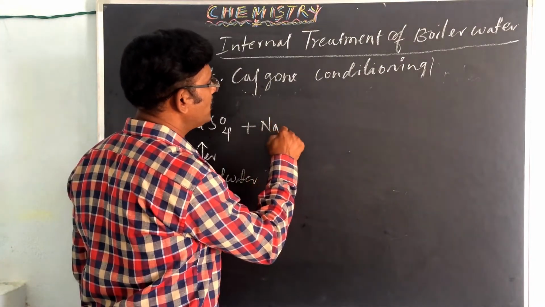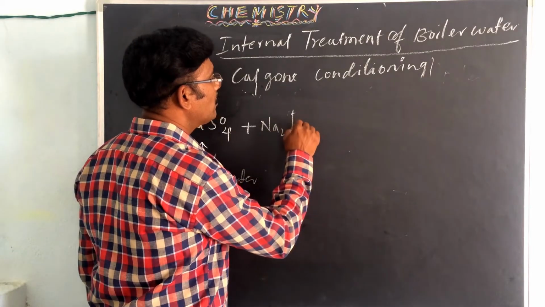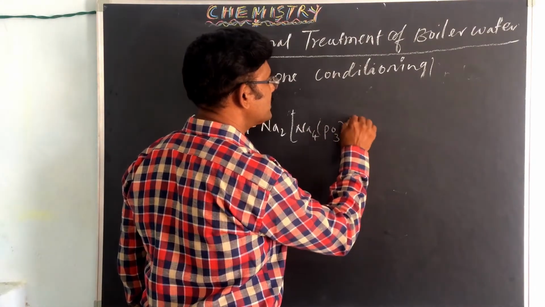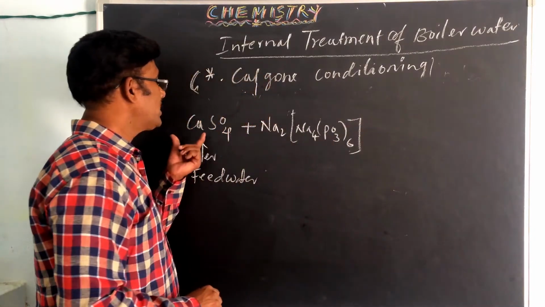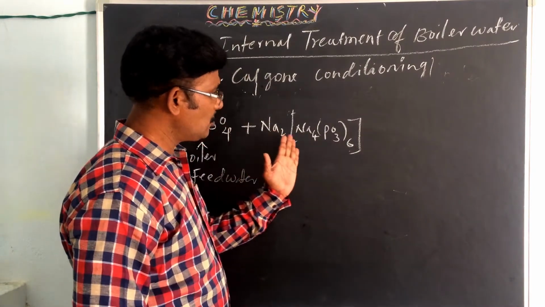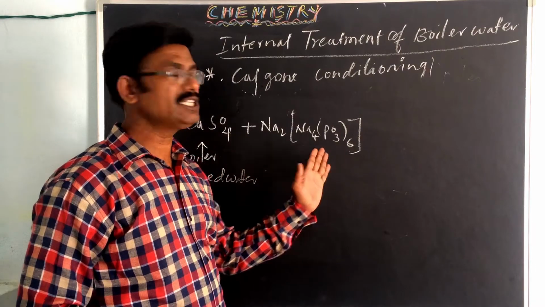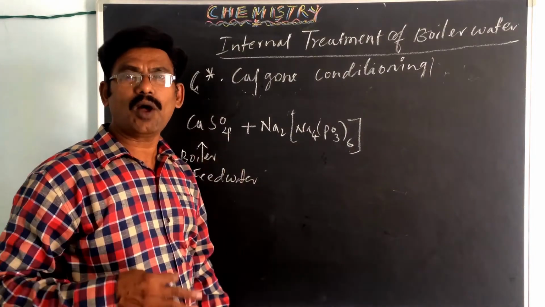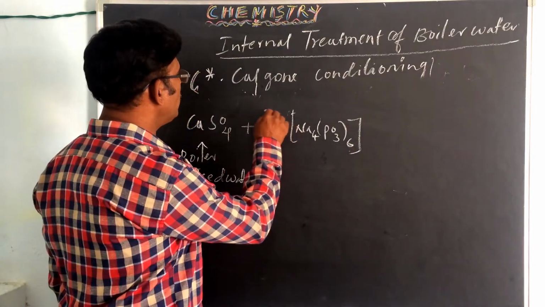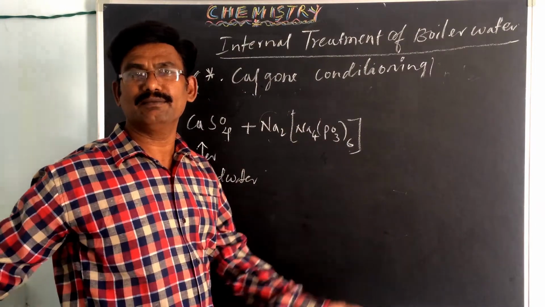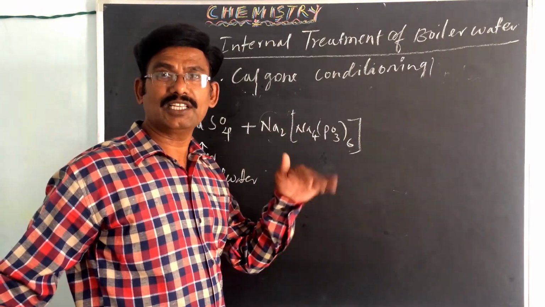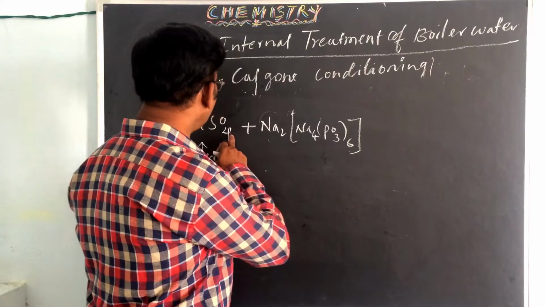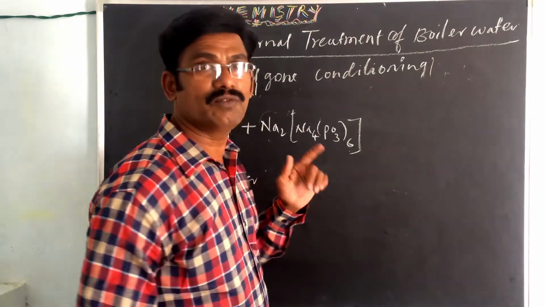It is Na2, Na4, PO3 taken 6 times. This is important. So calcium sulfate is treated with sodium hexametaphosphate. Just mix this compound into the boiler feed water containing the calcium sulfate. So what compound will form? Here Na2 reacts with the sulfate, and sodium sulfate is present in the water in place of calcium sulfate. So calcium goes out from the water.